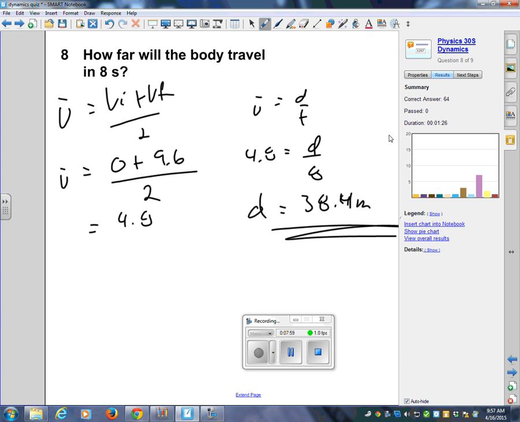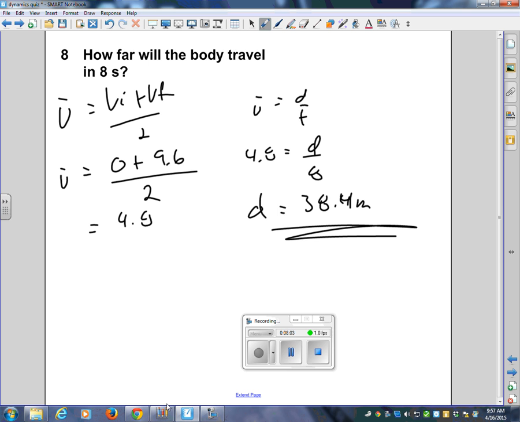I suck. But I'm okay with it. I made mistakes, I'll fix them. 38.4? Feeling better about that? No, we got like 70%. We got marked for 70.